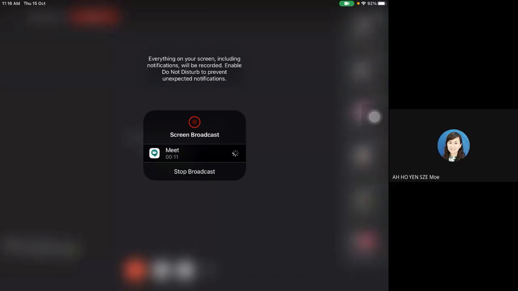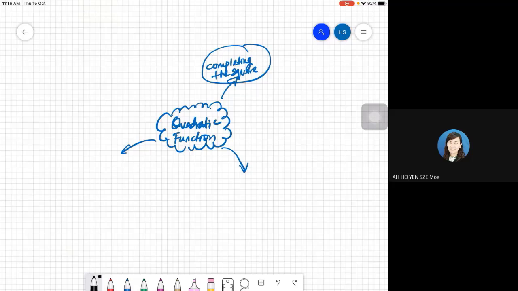Okay, let's start our lesson today. So today we will continue to do revisions on the chapter quadratic function. Okay, so what did you all learn in quadratic function?